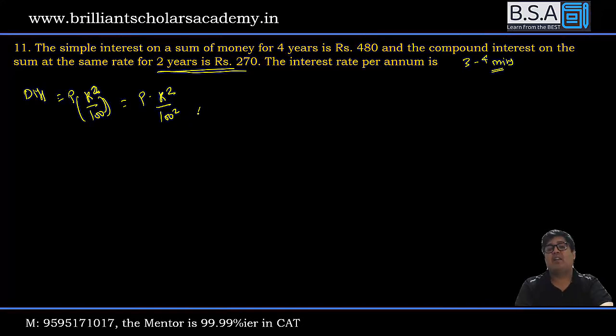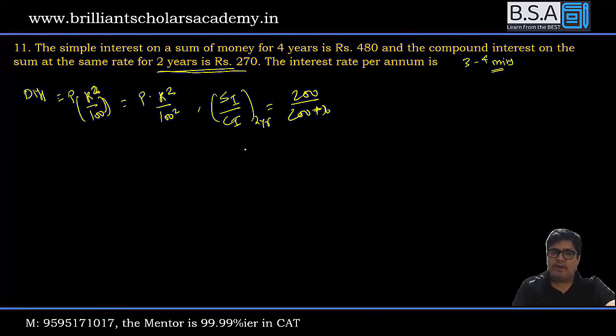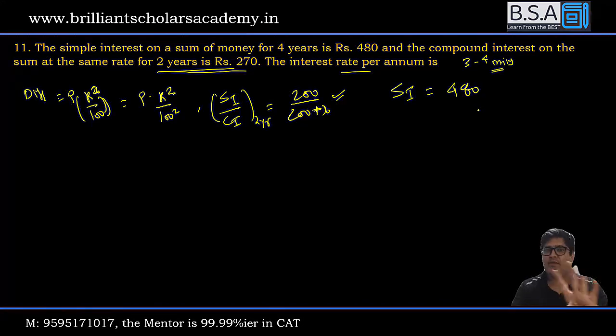Another one I have given you is simple interest upon compound interest for 2 years, which is 200 upon 200 plus R. In this particular question, because rate of interest has been asked, I'll go for this. What is simple interest? Simple interest is 480. For how many years? 4 years.